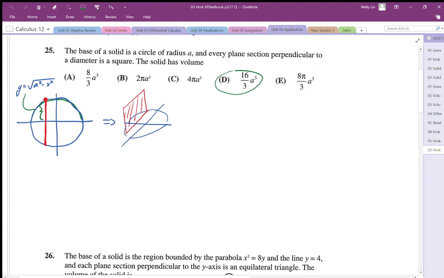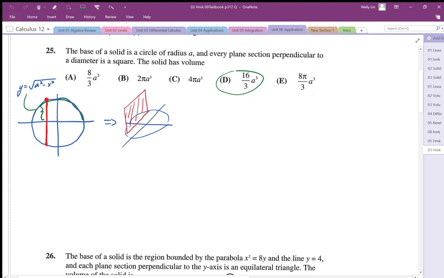So here I've drawn the circle with radius a. The function part of this circle that I'm going to use is just the top half of the circle. So it's going to be the square root of a squared minus x squared. I start with x squared plus y squared equals a squared, and this function gives me the top half of the circle.